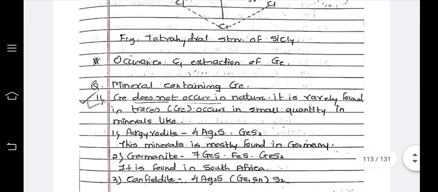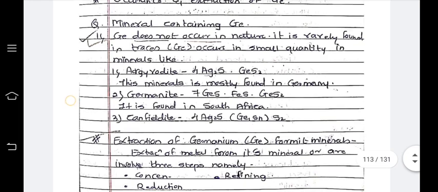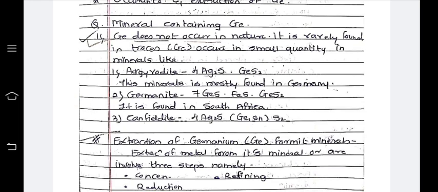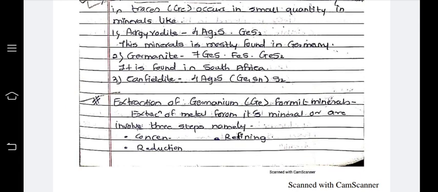Occurrence and extraction of germanium. Next point is the occurrence and extraction of germanium. Germanium does not occur free in nature. It is rarely found, only in traces. Germanium occurs in small quantities in minerals like argyrodite, that is 4Ag2S-GeS2. This mineral is mostly found in Germany.